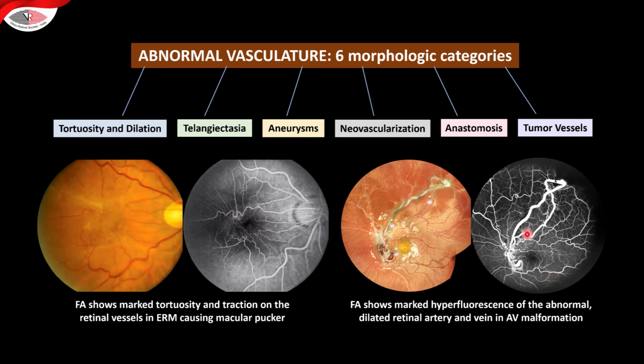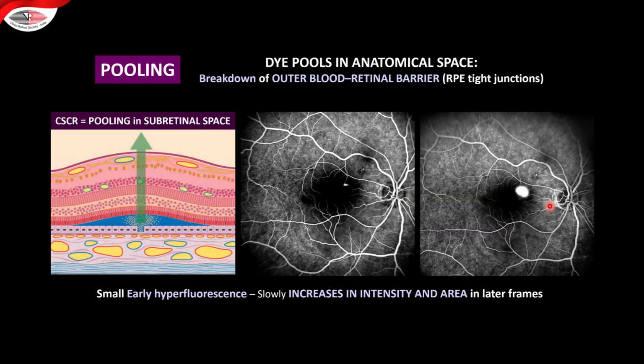And here you see the FA shows marked hyperfluorescence of the abnormal dilated retinal artery and vein in this AV malformation, which is seen much more enhanced in the angiography in correspondence to what you see in the clinical picture.